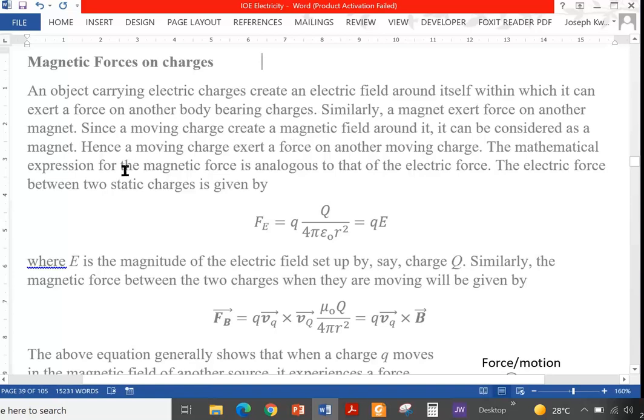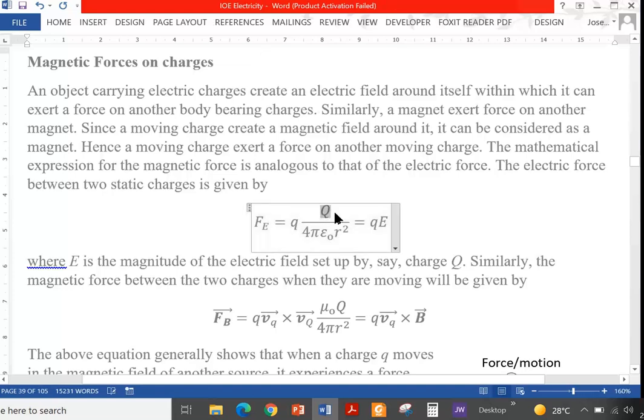fields around them. You should also recall Coulomb's law, which states that there is a force between two charges that are separated by some distance. If we have a charge Q that is creating a field, the field can be calculated using this, which represents the electric field strength. Then we can calculate the force this field strength exerts on another charge q by simply multiplying it by the field strength, and that will give us the force between the two charges.